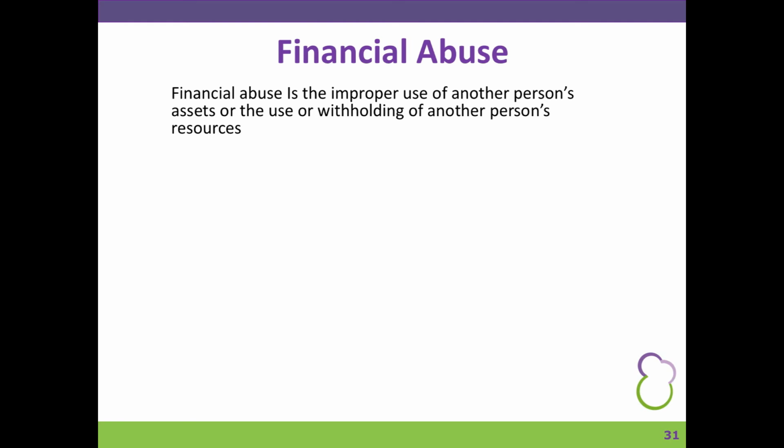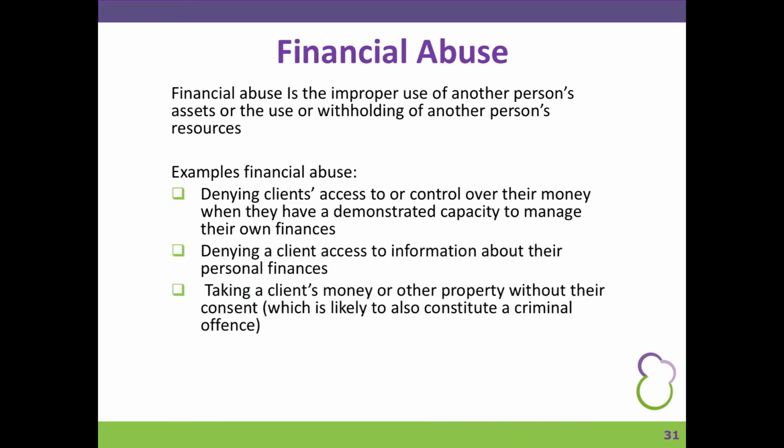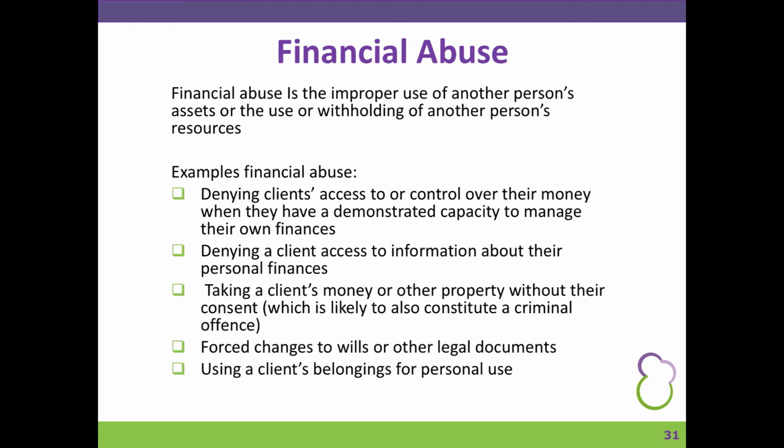The final type of abuse we're going to talk about is financial abuse. This is improper use of another person's assets or the use or withholding of another person's resources. Some examples of financial abuse include denying clients access to or control over their money when they have a demonstrated capacity to manage their own finances, denying a client access to information about their personal finances, taking a client's money or property without their consent, forced changes to wills or other legal documents, and using a client's belongings for your own personal use.